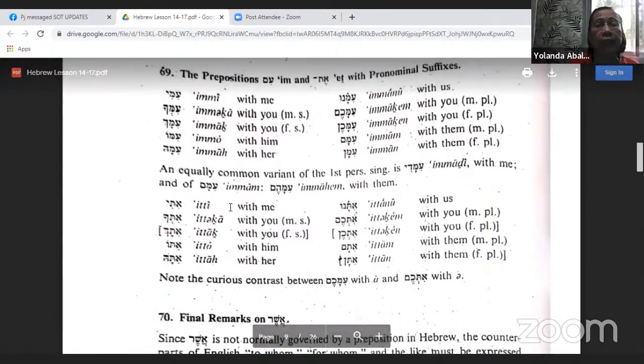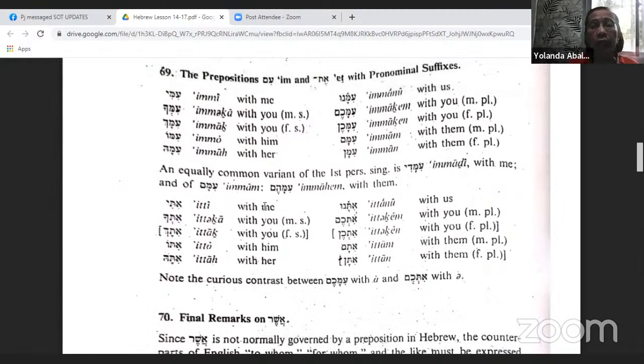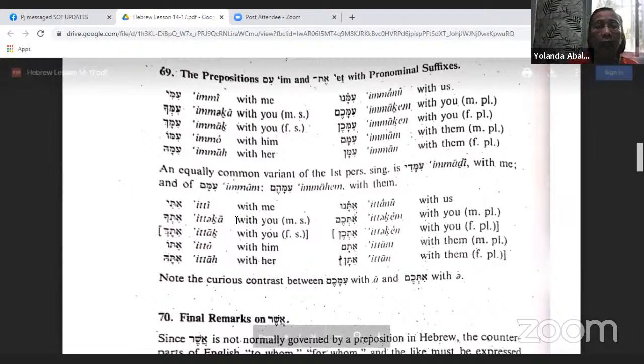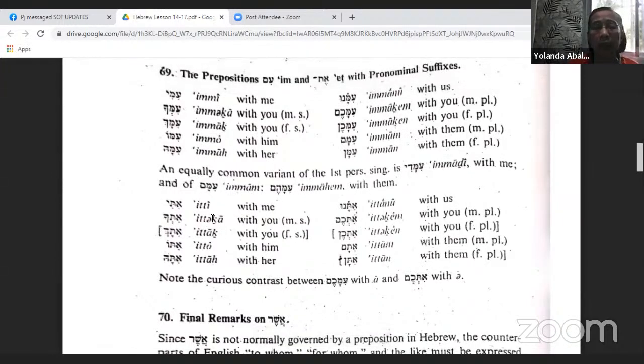And then the word iti. Iti is with me, itanu with us. Etka. This is not etika. Etka, with you. Otka is different from etka; you might make a mistake. Otka and itka are different. Etka, with you, man. Etak, with you, woman. Etanu, with us.